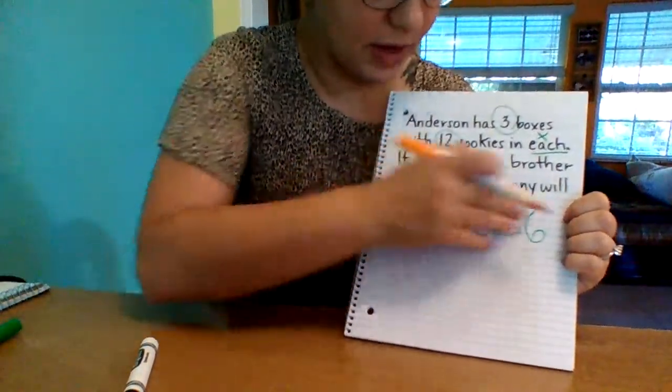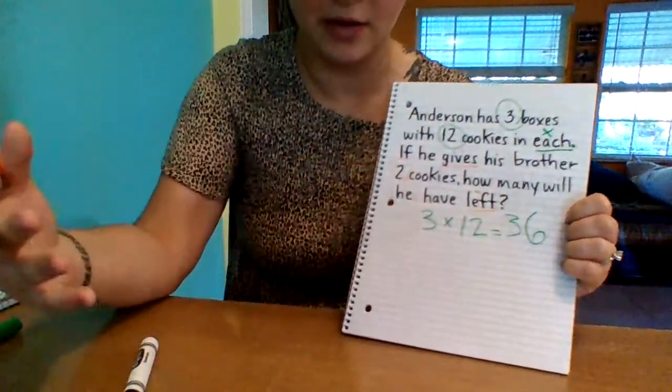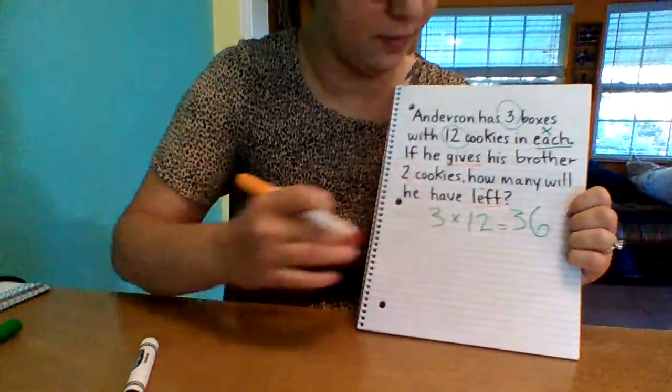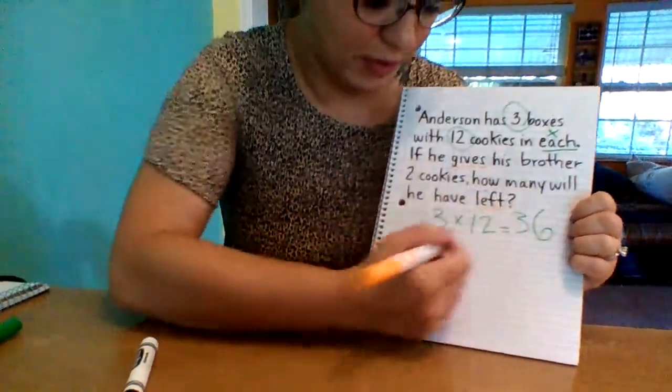Okay, so 3 times 12 is 36. That's how many cookies Anderson has in all of these boxes, right? In his 3 boxes of 12. Altogether, that's 36 cookies. Okay, and then he gives 2 to his brother.